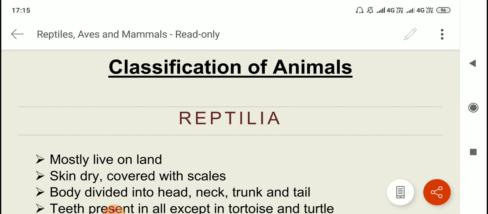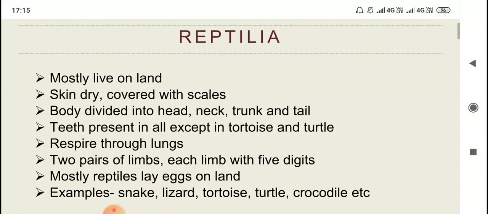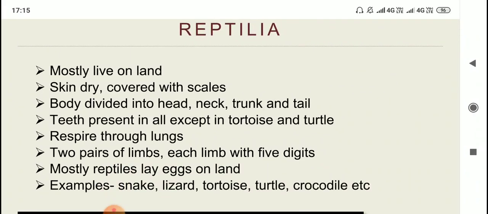The first characteristic that you are seeing on your screen is that mostly they live on land. Their skin is dry and covered with scales. Their body is divided into distinct regions: head, neck, trunk and tail. All reptiles have teeth except tortoise and turtle.